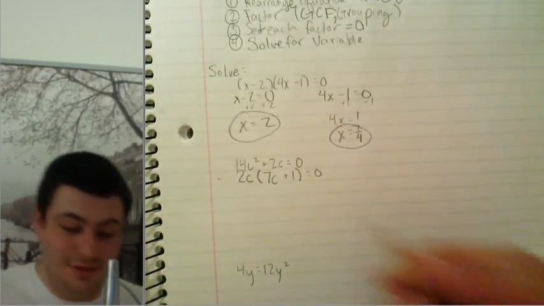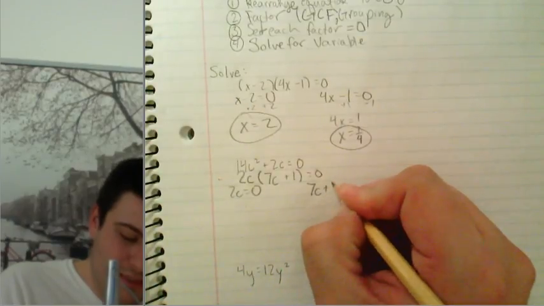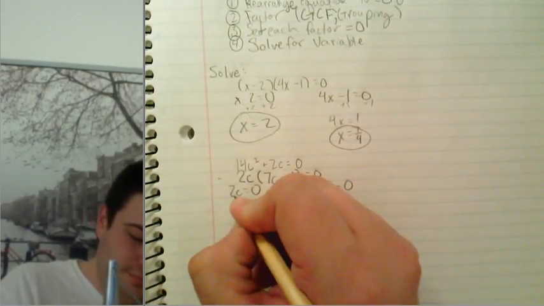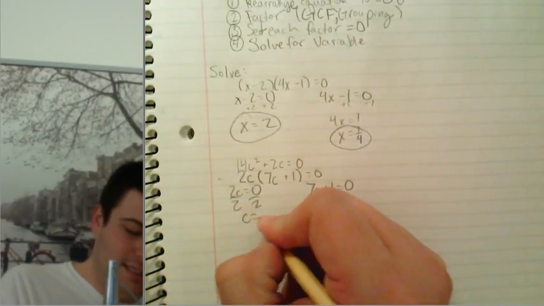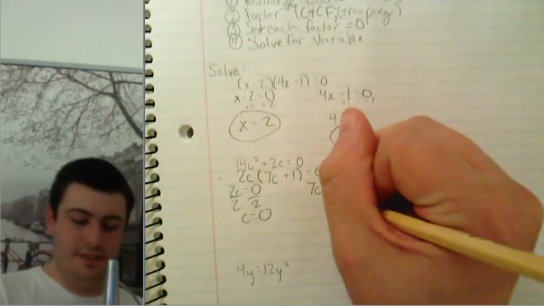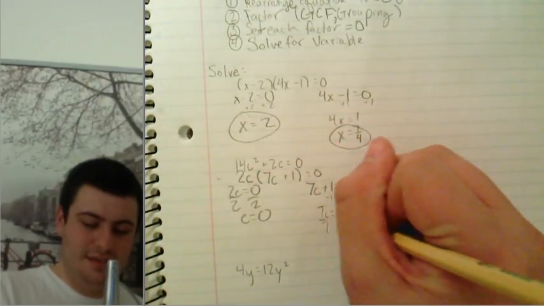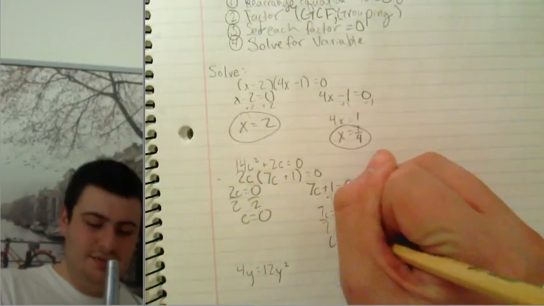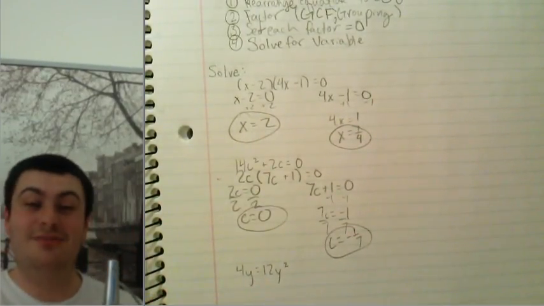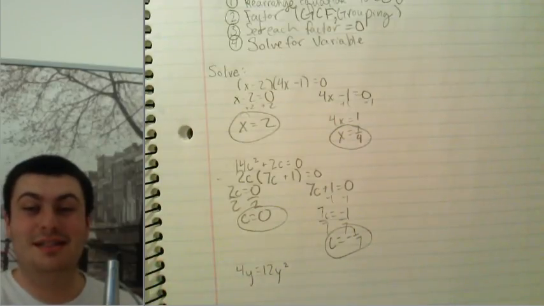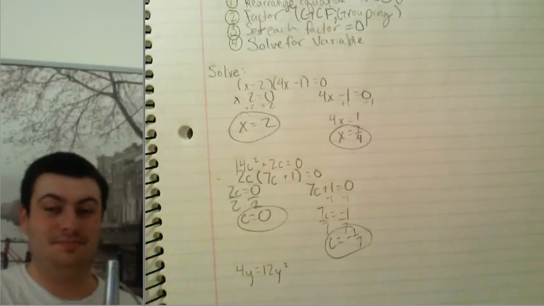So now I'm going to set both of these equal to 0, so 2c equals 0, 7c plus 1 equals 0. So when I divide by 2, I see that c equals 0. I subtract 1, 7c equals negative 1, divide by 7, so c equals negative 1/7. And again, it's both of these. And yes, we have two solutions in this case. c equals 0 or c equals negative 1/7.